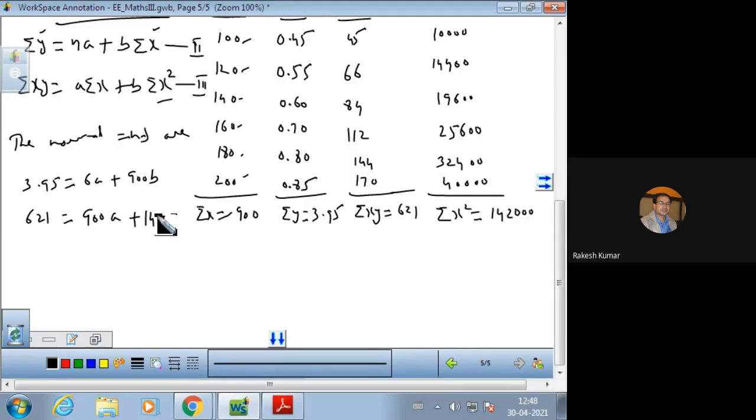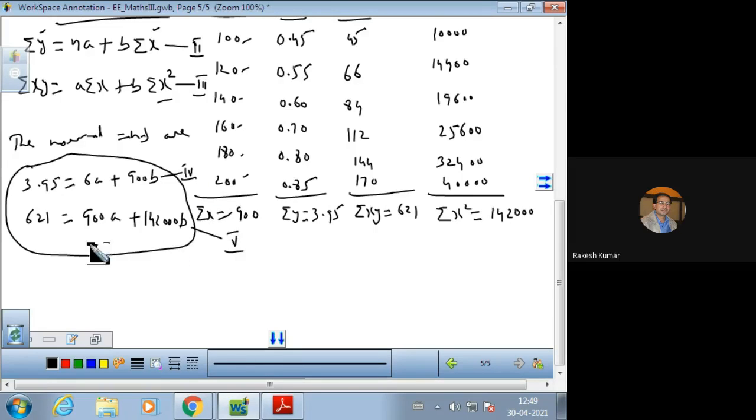Sigma x square is 142,000 and into b. Now you just see we have two linear equations in a and b, and you can simplify these linear equations and find out the values. Name it as equation number 4 and name it as equation number 5. Now you just see the coefficient of a is 6 and the coefficient of a is 900. So what we require, you just multiply equation number 4 with 150.